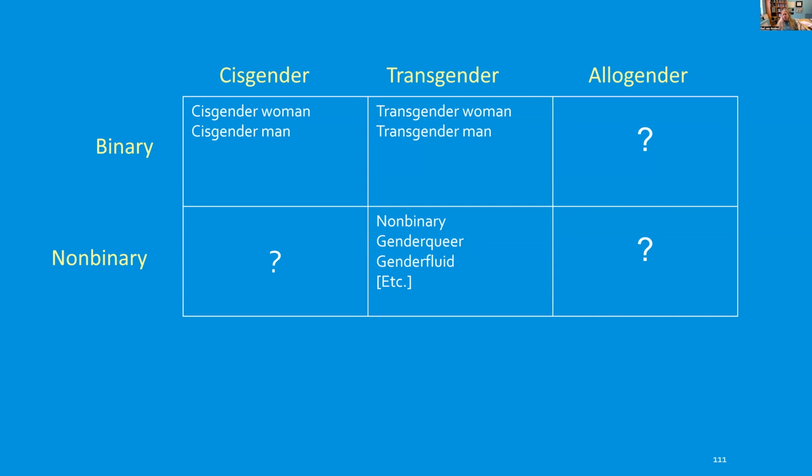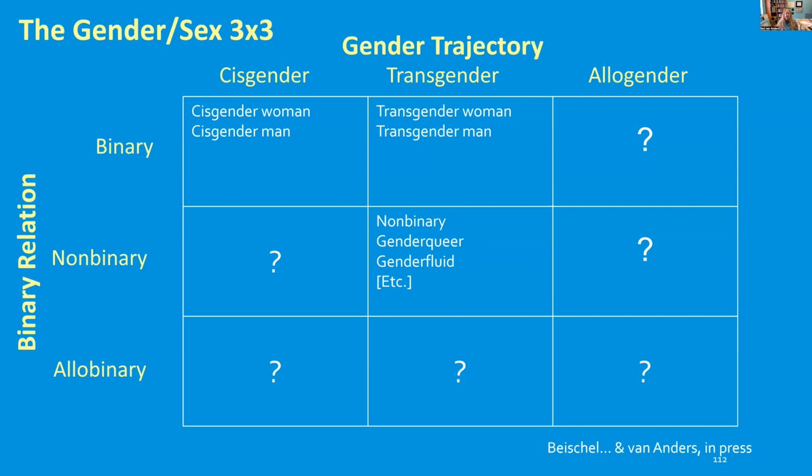I mean, people for whom trans or cis doesn't quite fit their experiences. So we call that allogender. And then as we thought about that, we realized maybe there's this other category, allobinary, where binary or non-binary isn't really the right fit either.